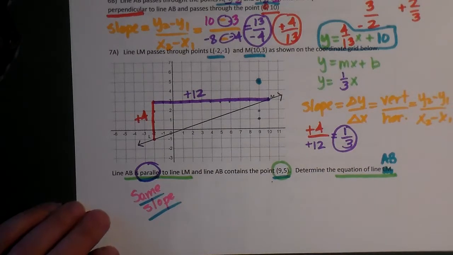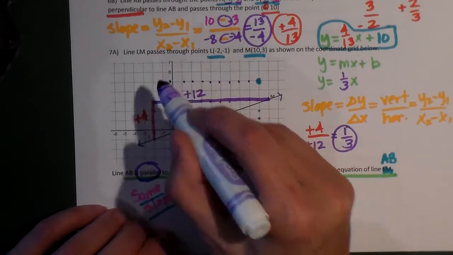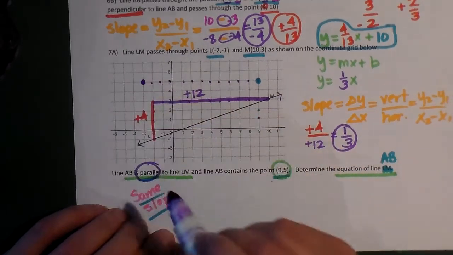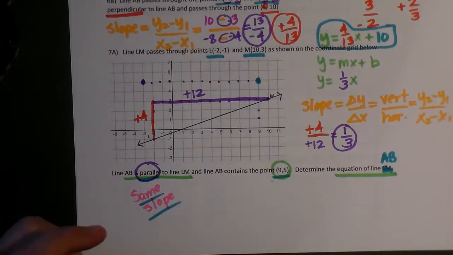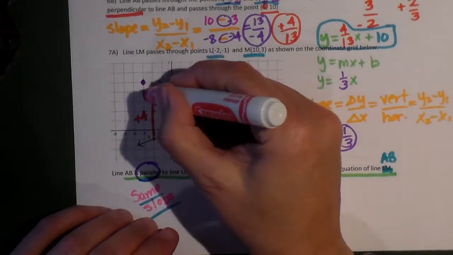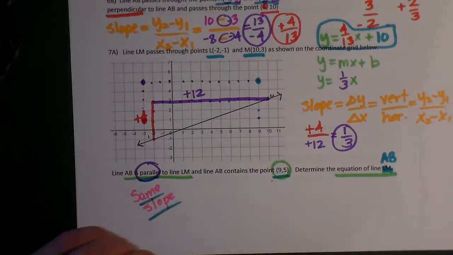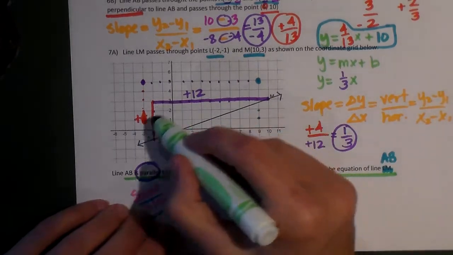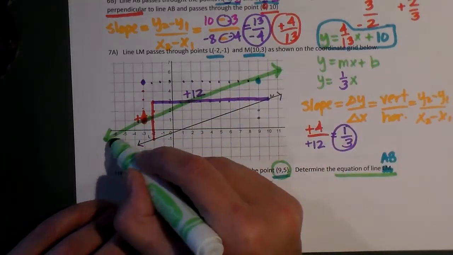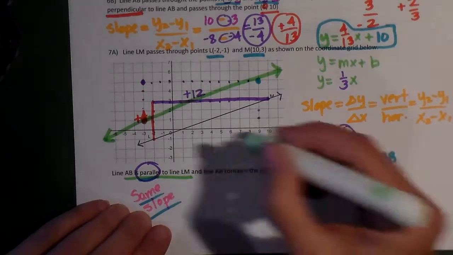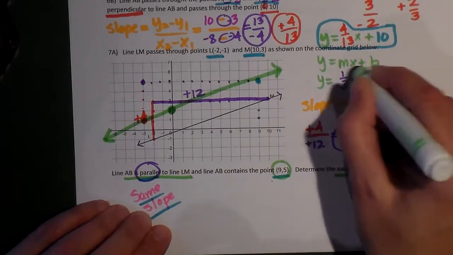So let's count. I'm going to go over 12. 1, 2, 3, 4, 5, 6, 7, 8, 9, 10, 11, 12. And I'm going to go down 4 to find my next point. 1, 2, 3, 4. Okay? So my new line is going to go here. That's AB. And where does it look like AB crosses the y-axis? At 2. That's your B. You're done.